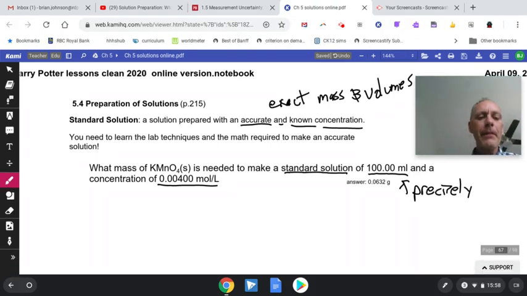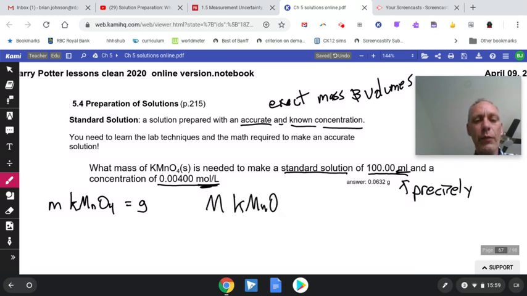We're looking for the mass of KMnO4 that's needed, so our units are going to be grams. When I look at this question, where do I get grams from? I've got milliliters and moles per liter, no grams. Usually in chemistry, it's a pretty safe bet that if you're looking for grams of something and it's not given, you need to get the molar mass of KMnO4.